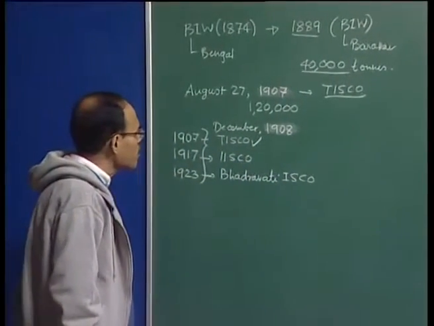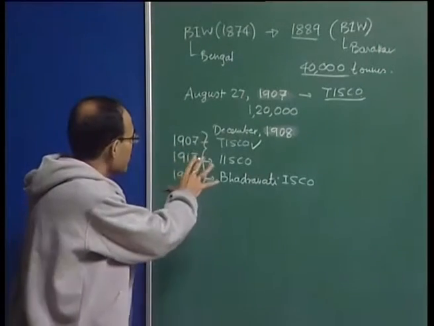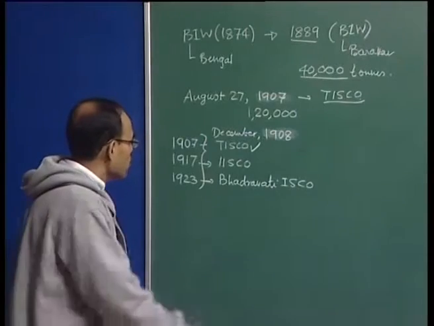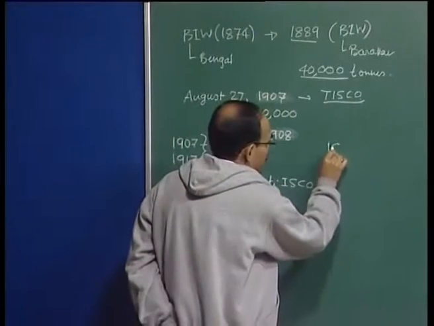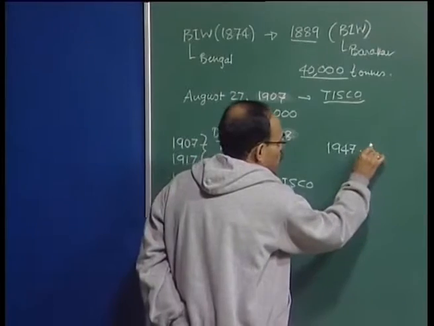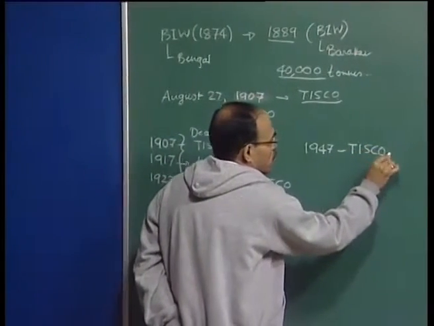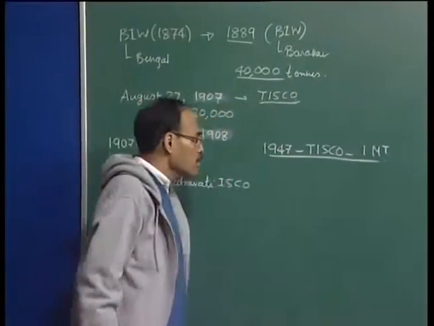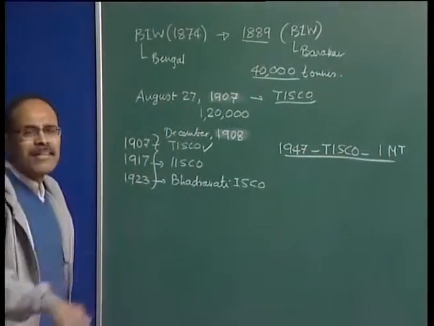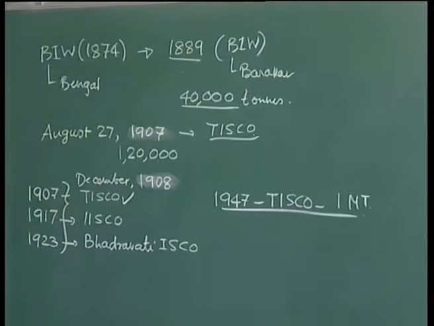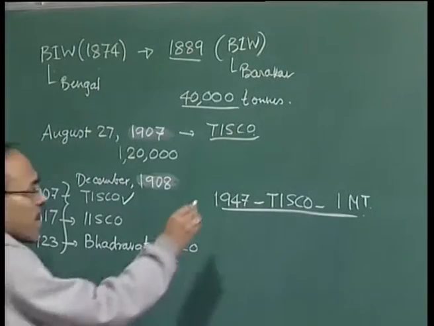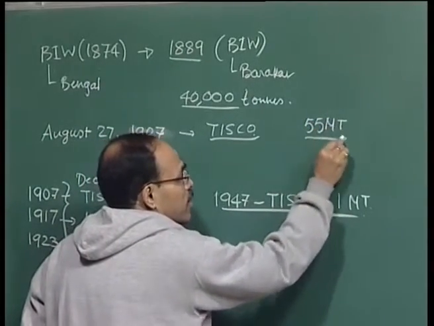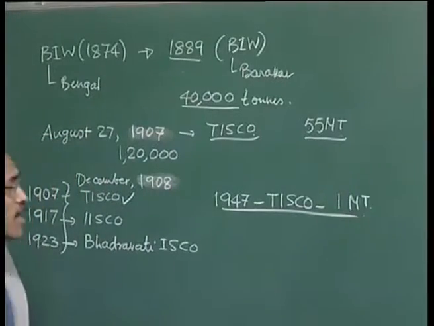So, somewhere around, say I would say 1947, TISCO was rolling out around 1 million tons of steel per annum. That was the production. So, a couple of million tons, a few million tons around the time of independence, and today we stand at 55 million tons, and that is the steel production in 2009.